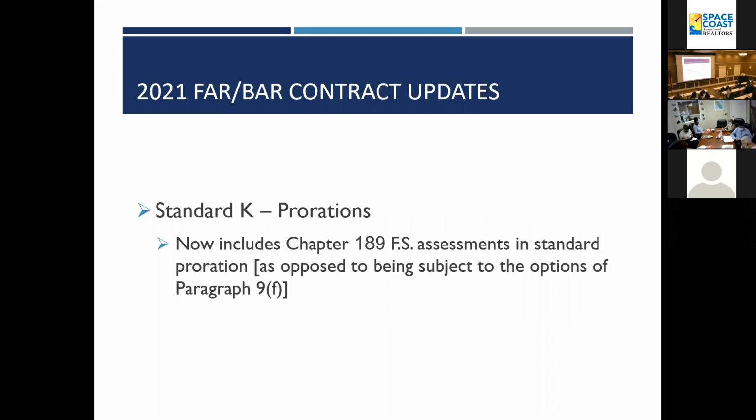So prorations, all they've done here is they've added chapter 189 assessments. That's what we talked about on that paragraph 9F. The CDD, the Community Development District, chapter 190, they've now added special tax district of chapter 189 are now included in the standard prorations, as opposed to having the choice of if it's payable in advance, the seller pays it all or the buyer takes over. Now it's just a standard proration.